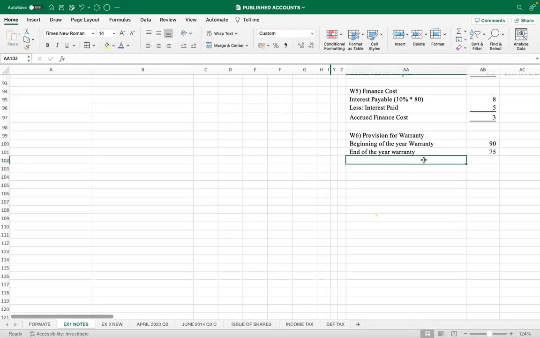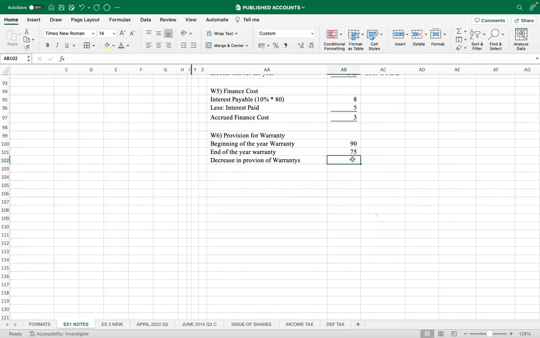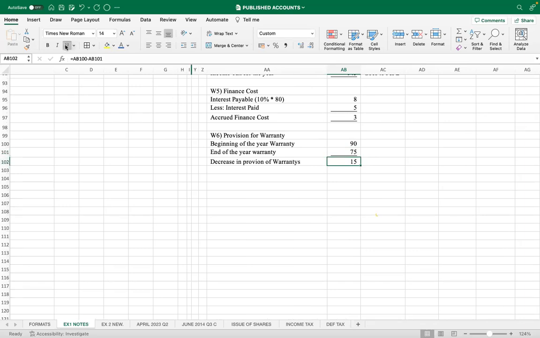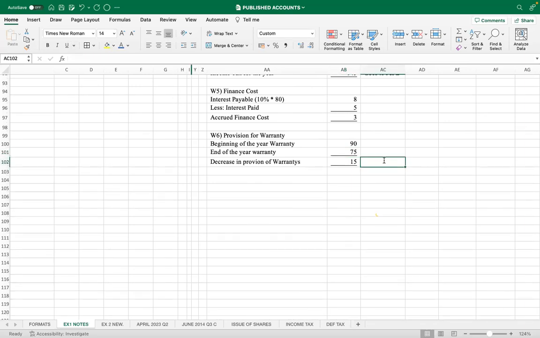So we can conclude there was a decrease in provision of warranties. Now, decrease in provision is treated as income. So this is 90 minus 75. It gives you a decrease of 15. Now, decrease is income, while if it was an increase, increase is expense. So you have been told where to take it.